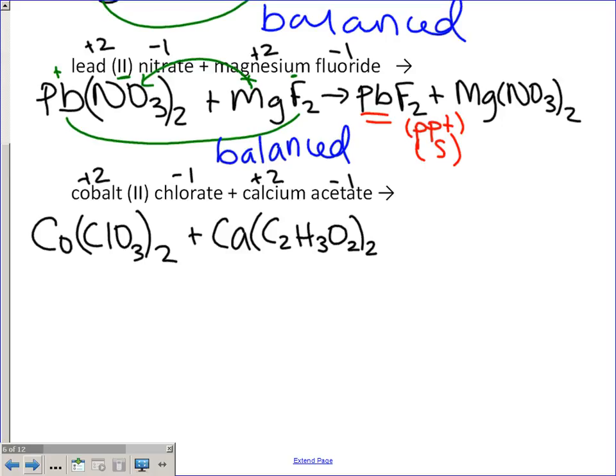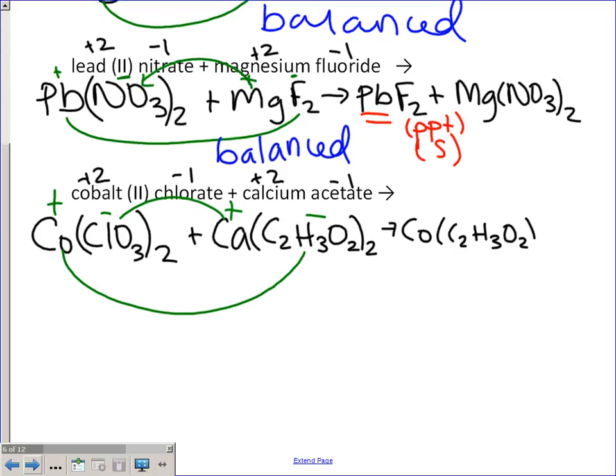Now let's go through and figure out what our cations and anions are. Remember, cations are always listed first, anions are always listed second. So when I go in to figure out what's going to bond with what, cobalt is going to bond with acetate, calcium is going to bond with chlorate. So then I can go write my equations. Co acetate plus calcium chlorate. I basically just flip-flop partners.